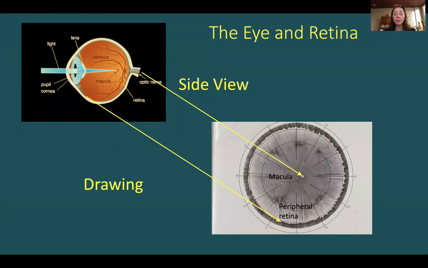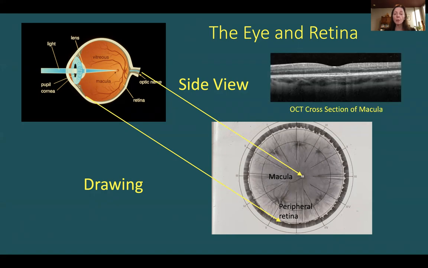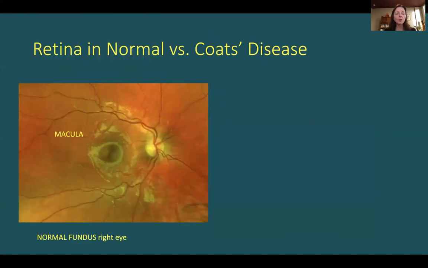The macula is a small area of the retina that provides the 20/20 or very fine visual acuity. We can take a cross section of the macula using optical coherence tomography, and it shows the well-defined structure that is associated with normal visual acuity. So here's now a photograph of an eye, the right eye, showing the normal optic nerve and retinal vessels and the macula with the nice reflexes centrally.